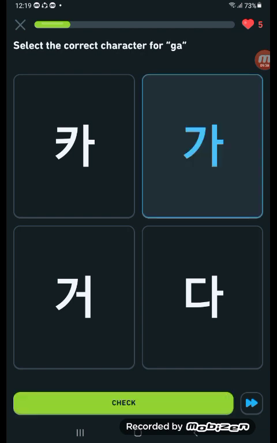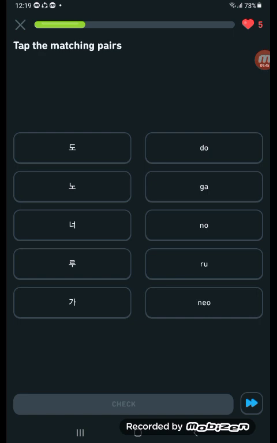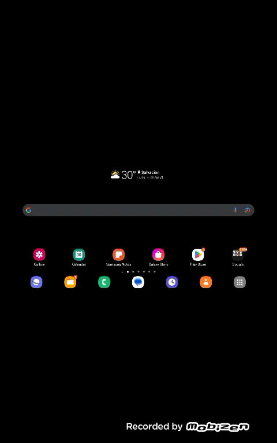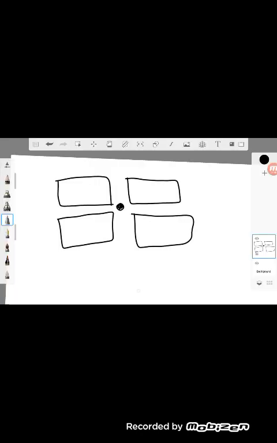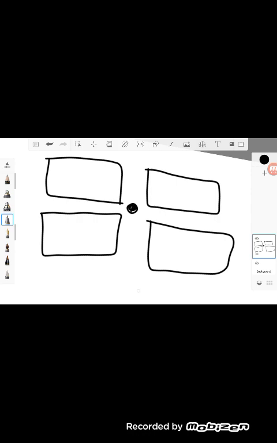가, on the corner right. Up. Let's check it. So this one is the magic pairs. Let's see if you get it correct. Okay, so there's 4 rectangles and a circle in the center. So what we're gonna do in the 4 rectangles?